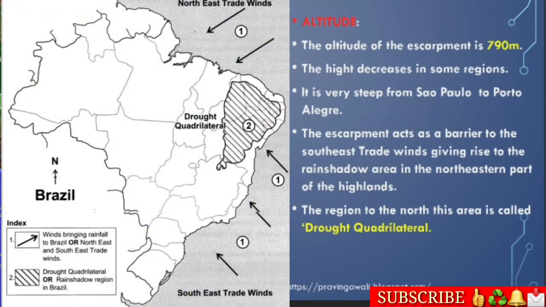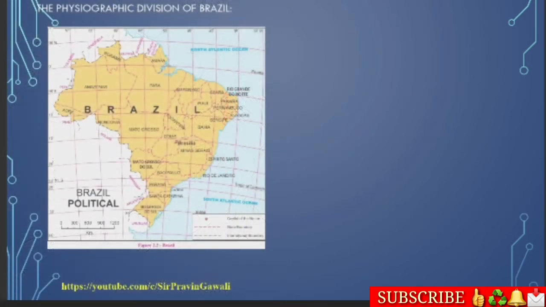Students, the region to the north is called the drought quadrilateral. Okay students, why is it called a drought quadrilateral? Because this region receives 15 to 30 inches of annual rainfall, in comparison to other regions which receive 40 to 70 inches of annual rainfall. So because of less precipitation in this area, this region is called the drought quadrilateral. Okay students, have you understood? Very good.